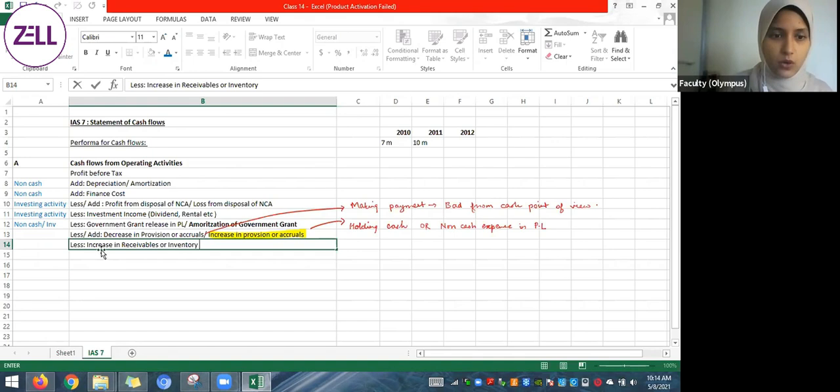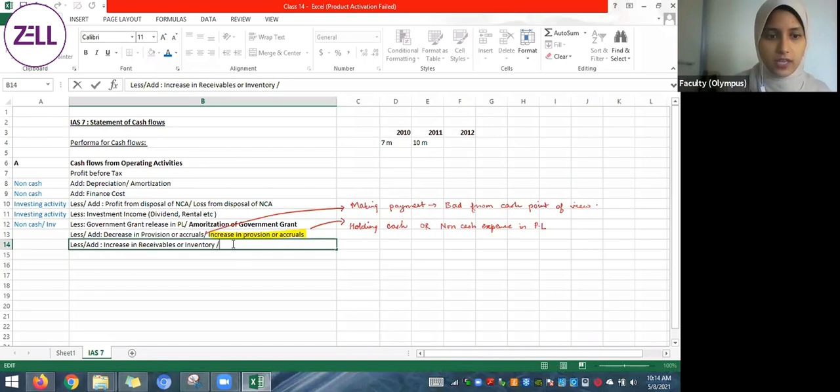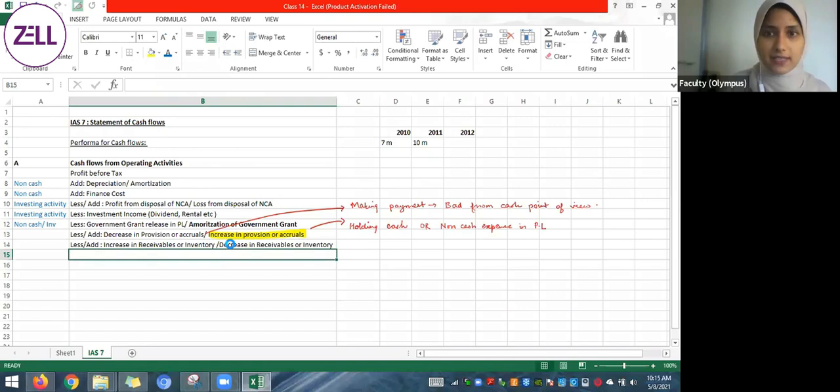What about a reduction in receivables? What do you do with that? Add. Because what does it mean? You are receiving cash. A reduction in receivable means you're receiving cash. So decrease in receivables or inventory. Inventory also decreasing means your money is getting released by the sale of inventory. Your money is not stuck in. So same reason, add decrease in receivables or inventory.